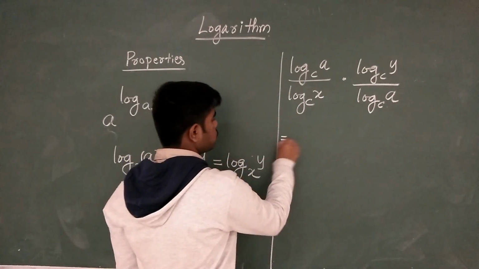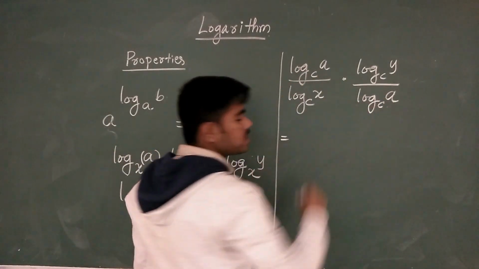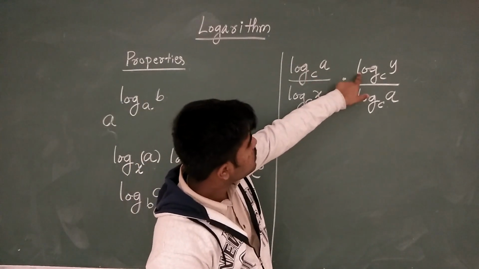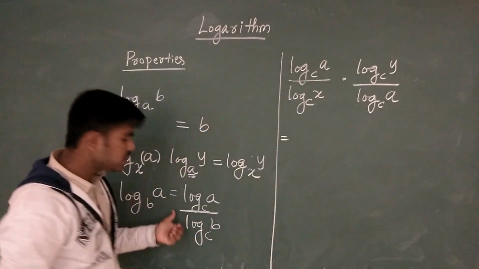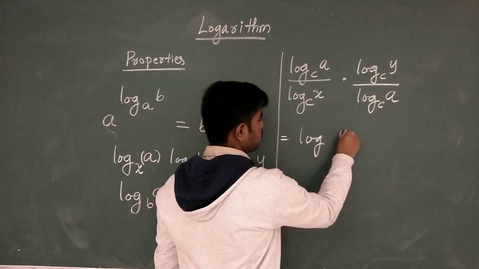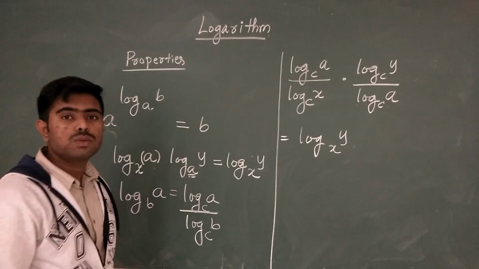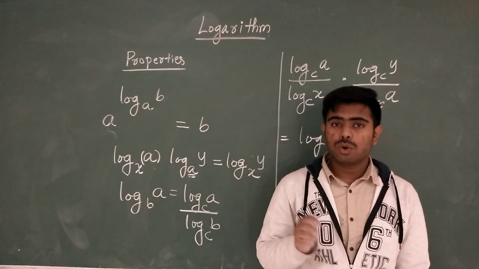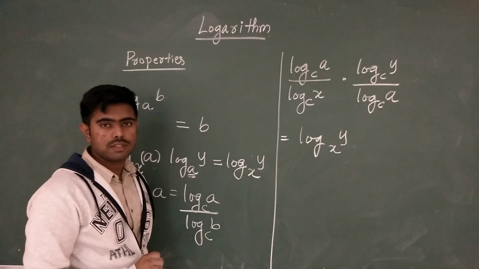So this is equal to, what can I write? This log a to the base c, this log a to the base c will be cancelled out. Here we will have just log of y to the base c, log of x to the base c. So using this property, I can write this as log of y to the base x. Okay, so these are the properties of logarithmic functions which we will be using throughout the journey of logarithmic functions.